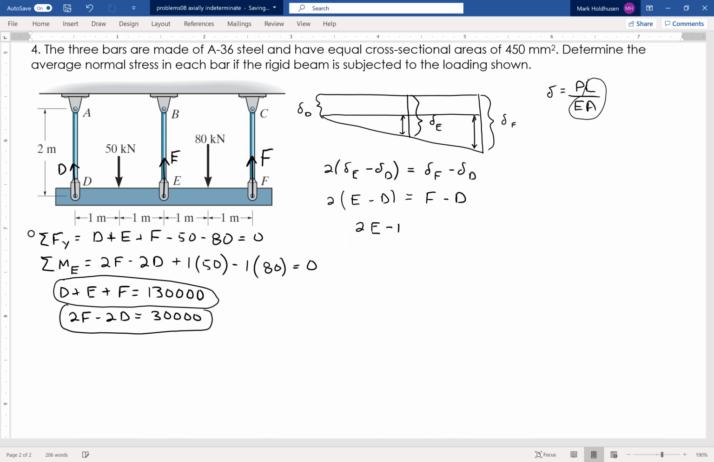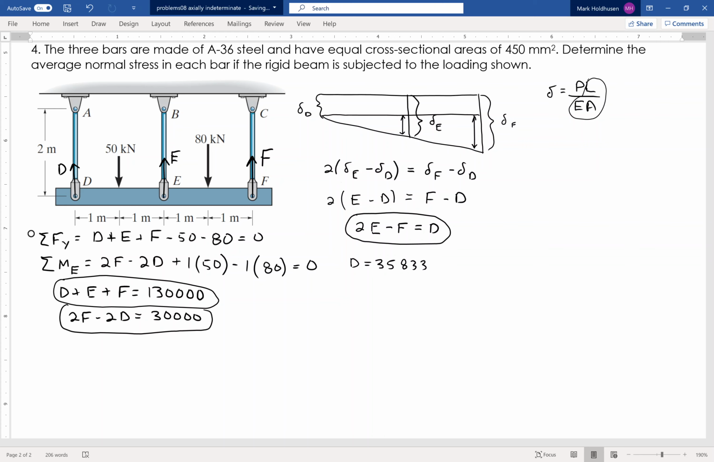Mathematically, simplifying this a little bit, I get 2E minus F equals D. Now that's a third equation with these three unknowns. I get the first two equations from statics, and the last equation from the elongation of the rods, knowing the relationship between them. Now it's just three equations and three unknowns. So I'm going to shortcut through, assume you can do algebra and solve these.